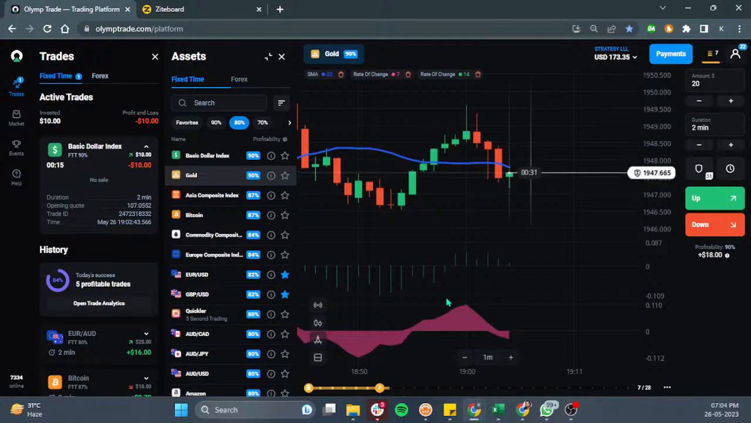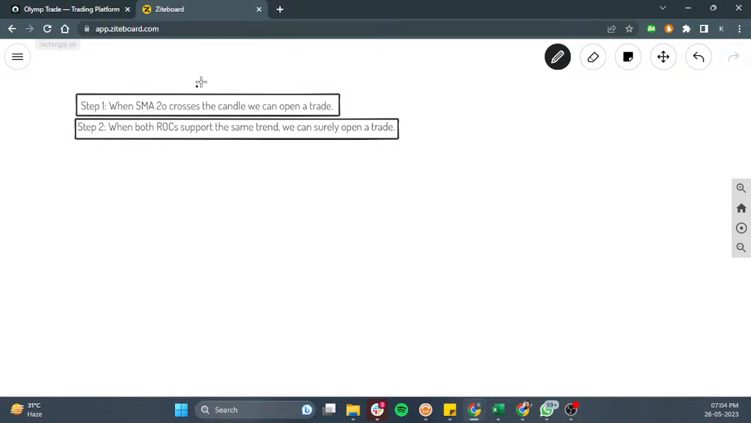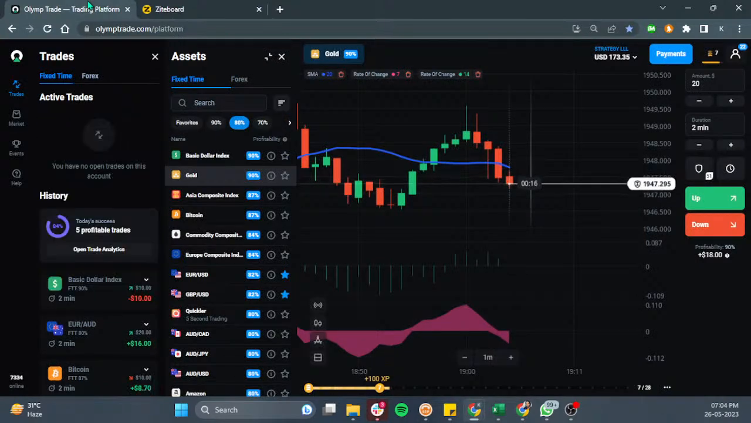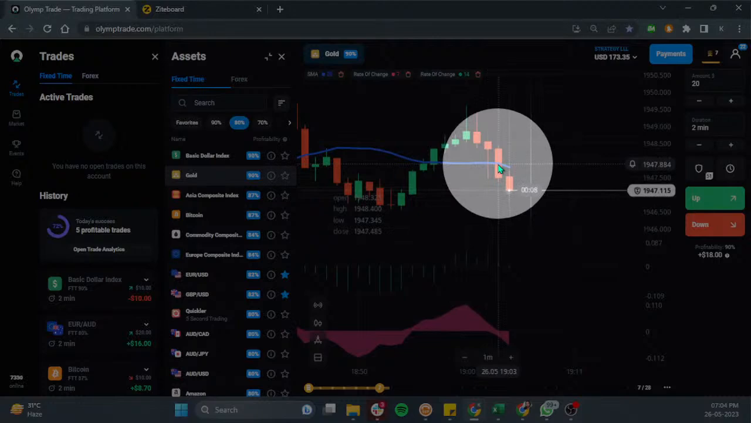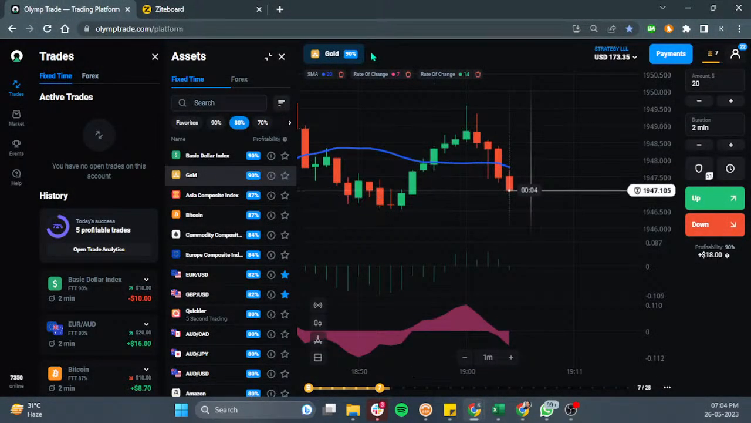So Jasper Foundation is asking, can you explain it once again? Absolutely fine with me. So this is basically a two-step process to start trading. When SMA 20 crosses the candle, we can open a trade. Again, guys, I like to put my focus on we can. Doesn't mean we should. So whenever you see this crossing is happening, maybe this one or this one, there's a possibility that we can open a trade. So we can move further to step number 2. What is step number 2?